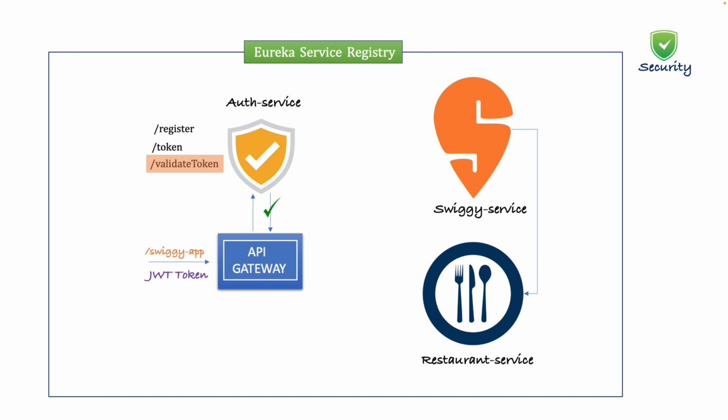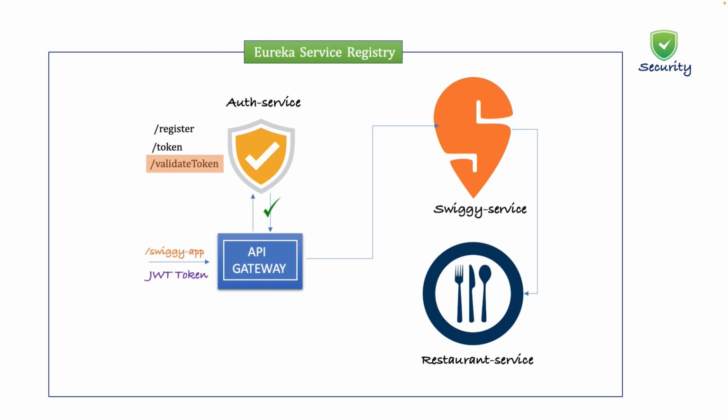If the token is valid, or if the user is authenticated successfully, then the gateway will redirect that request to the Swiggy app service. Okay. Same way, if you have 10 microservices, the API gateway will intercept each and every request and authenticate them before the request is delegated to the corresponding microservices. Okay. So this is the typical security implementation in the microservices architecture. I hope this workflow is clear for you.